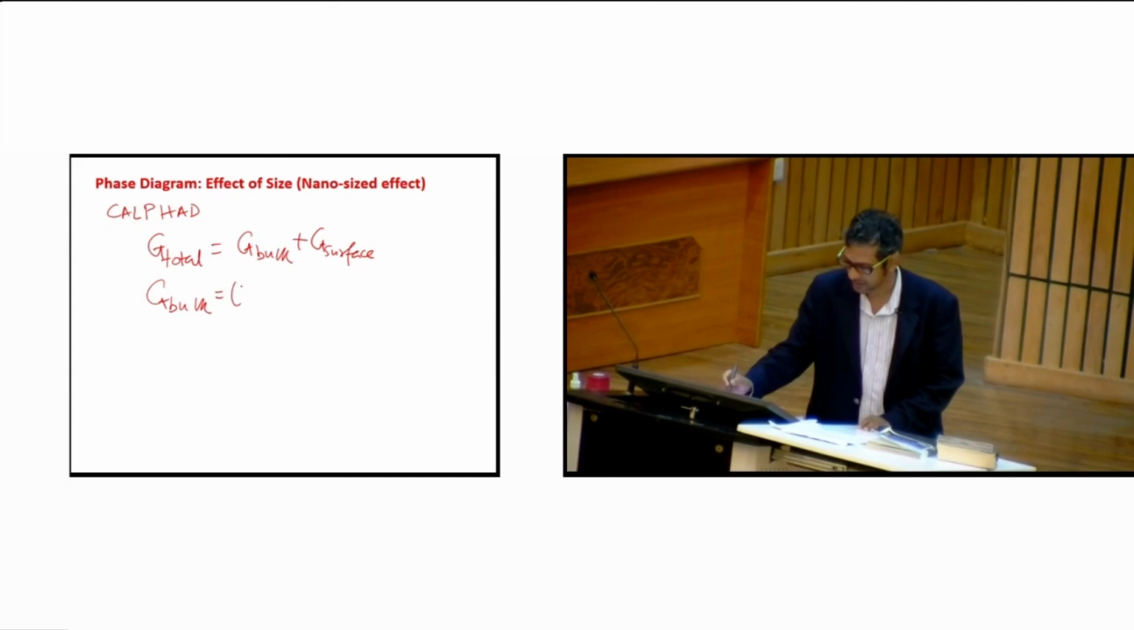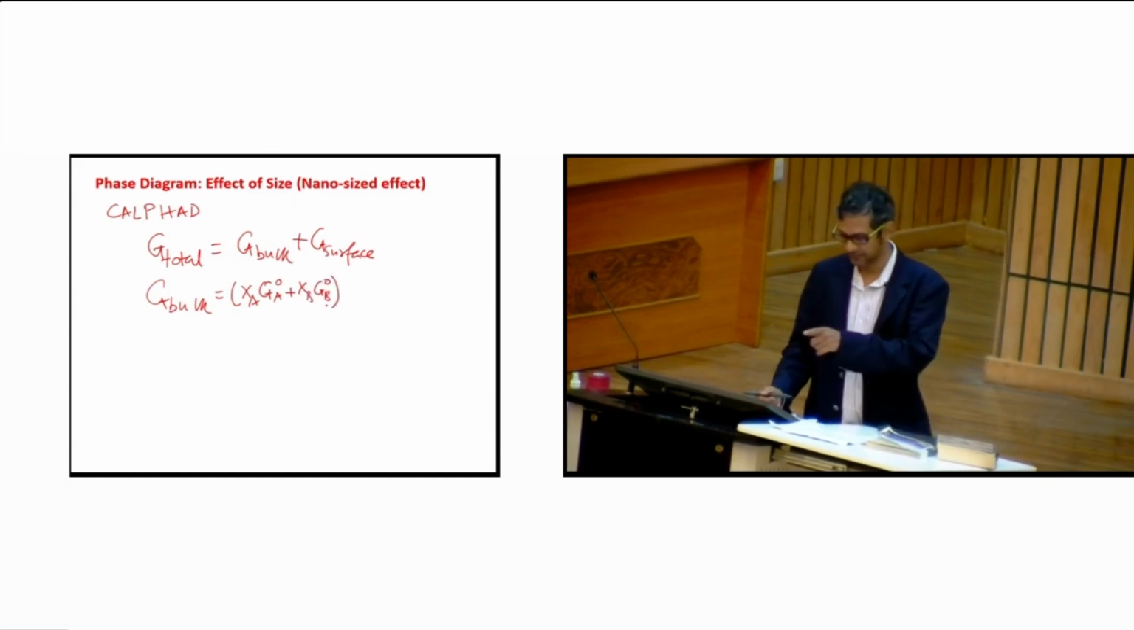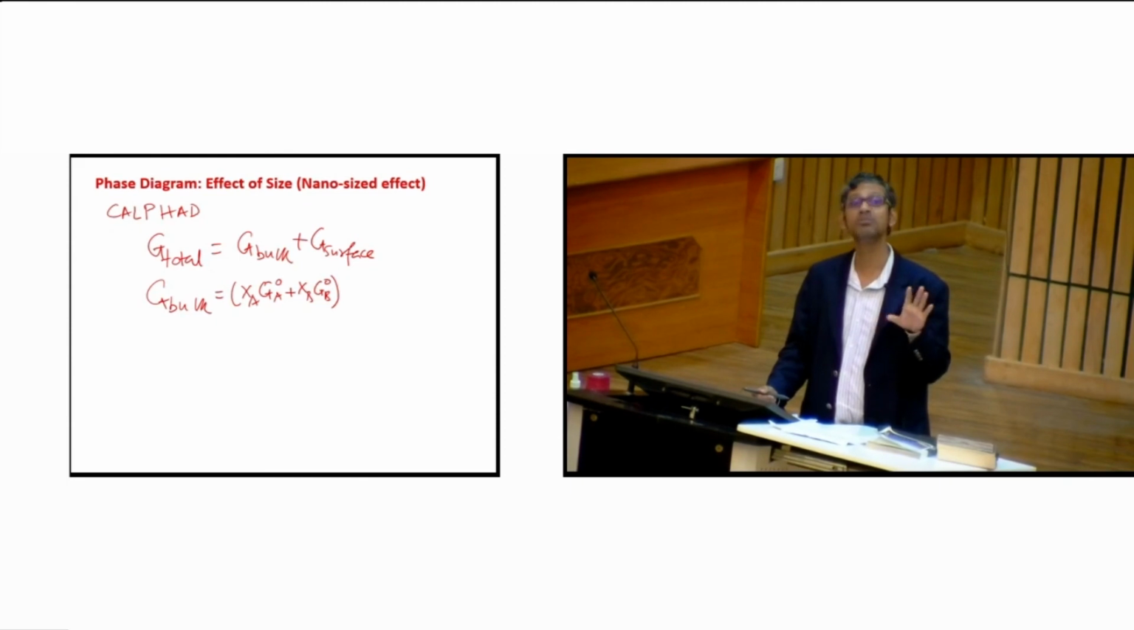For a binary alloy, first is the free energy of individual elements multiplied by the mole fractions in a binary alloy: XA into GA0, plus XB into GB0. What is GB0? The 0 superscript means free energy of B in its pure state. Because it is mole fraction XB, that factor has has to be multiplied.